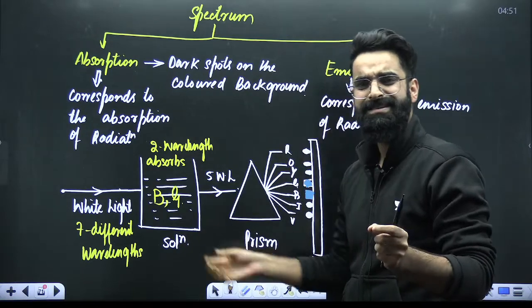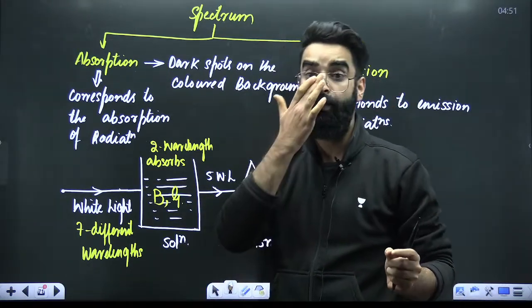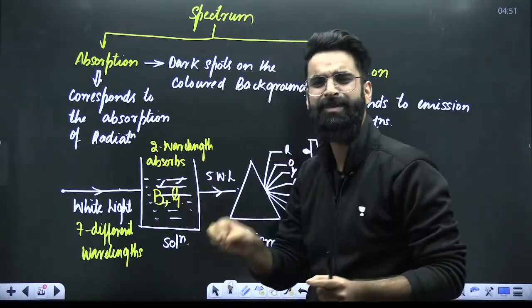Now, my dear students, the solution consists of atoms basically, right? And in the atoms, what do we have? We have got electrons. What are this blue and green basically? These are the radiations which will be having certain energy.